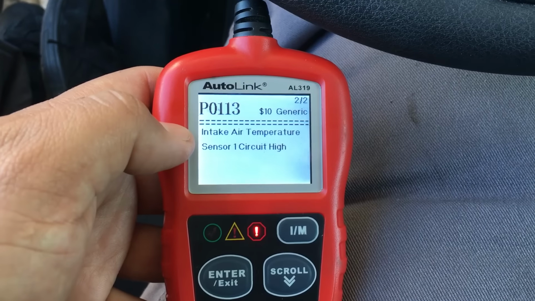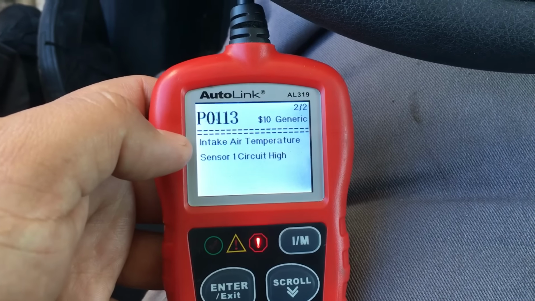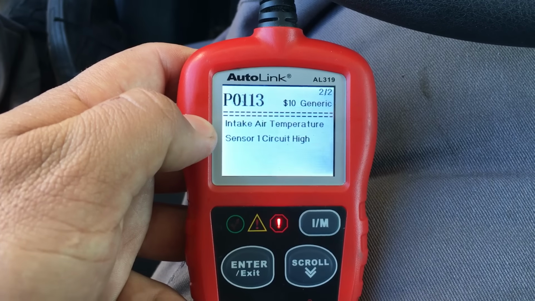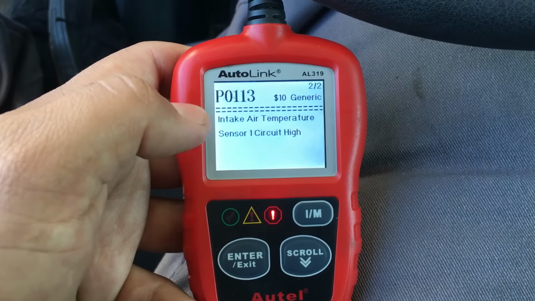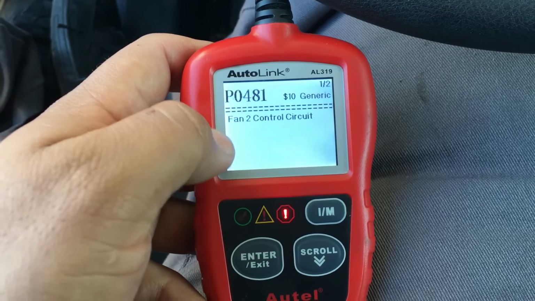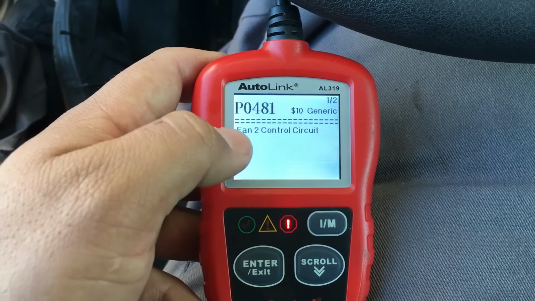So my first thought with this code is that somebody must have disconnected the intake air temperature sensor, but I've already checked and it's still plugged in. So I assumed that maybe the code was set during an attempted repair. I went ahead and cleared the code, but the code still comes back almost immediately. So this code, I don't believe it's related to the fan control code, but I think this is a separate problem. So let's concentrate on the P0481 first and see if we can figure out what's going on with that.